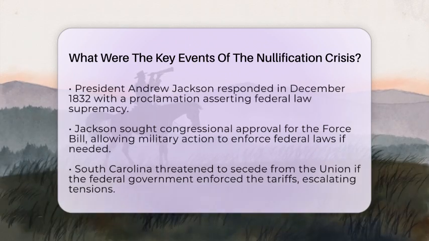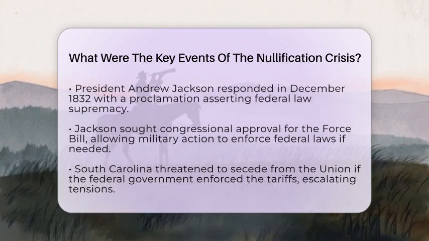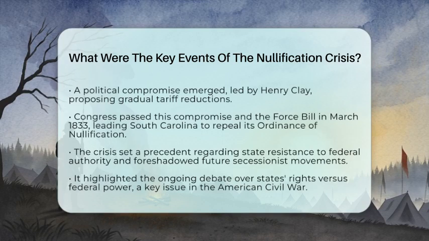Henry Clay, known as the Great Compromiser, proposed a gradual reduction of tariff rates. Congress passed this compromise in March 1833 alongside the force bill. In response to this agreement, South Carolina repealed its Ordinance of Nullification, bringing an end to the immediate crisis.